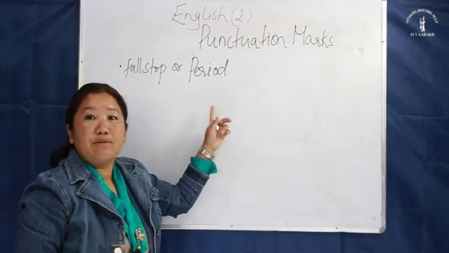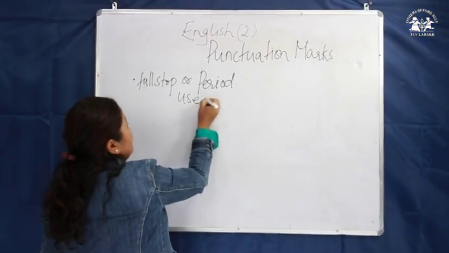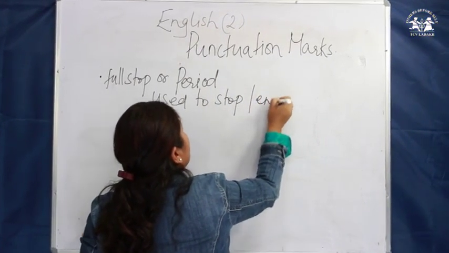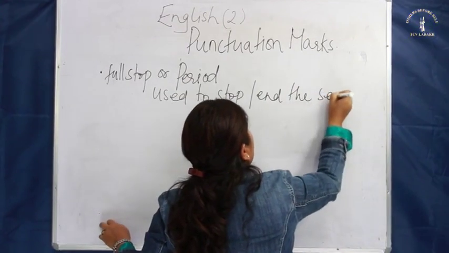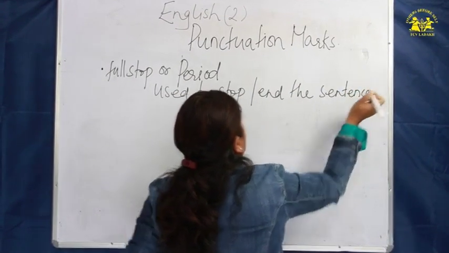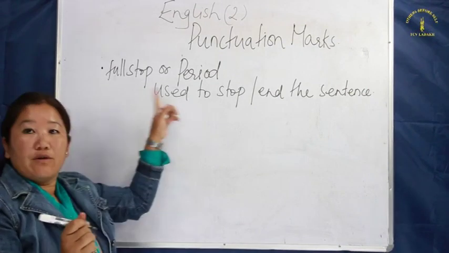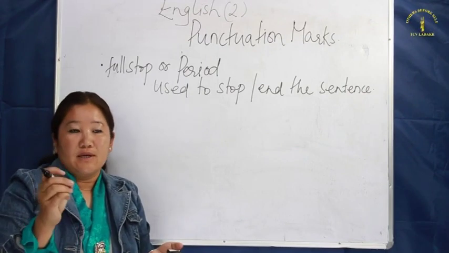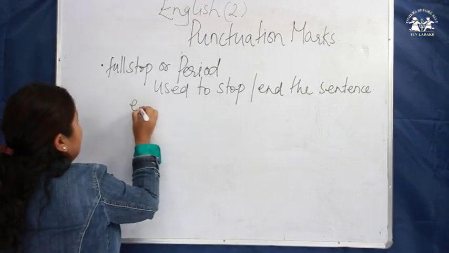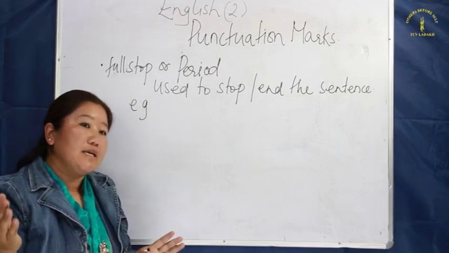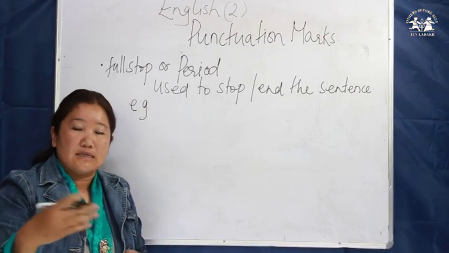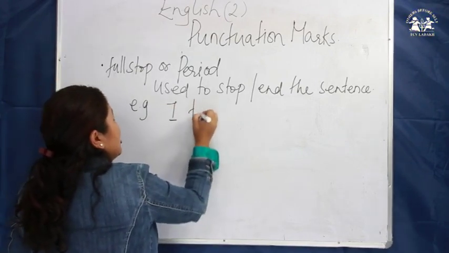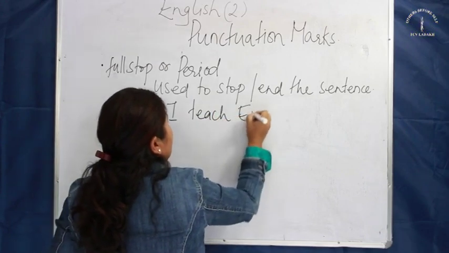Okay, a full stop or a period is used to stop or to end the sentence. When you end the sentence, we use a full stop or a period. Now there are many other ways where we also use a full stop, but let me give you an example first. It is commonly used in sentences which are known as declarative or imperative sentences. For example, if you say, I teach English.